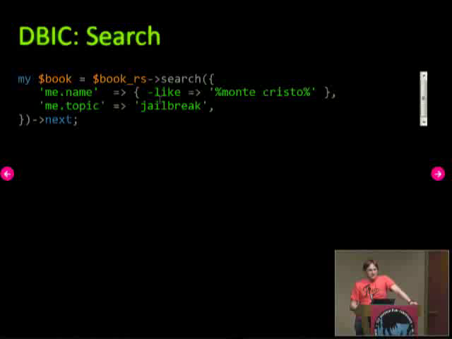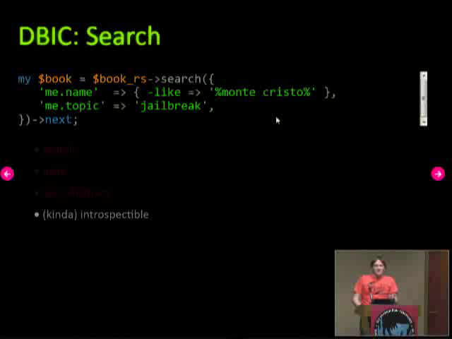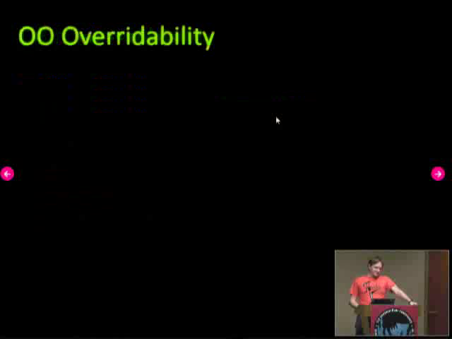With DBIC, you use this SQL Abstract thing, which is hashes and arrays and other things. The docs are at SQL Abstract. For the most part, it's kind of introspectable, so it's easy to generate these, like from, say, a query, and by query, I mean like CGI query parameters. But it's not quite introspectable. Anyway, it's awesome. It's better than everything else.